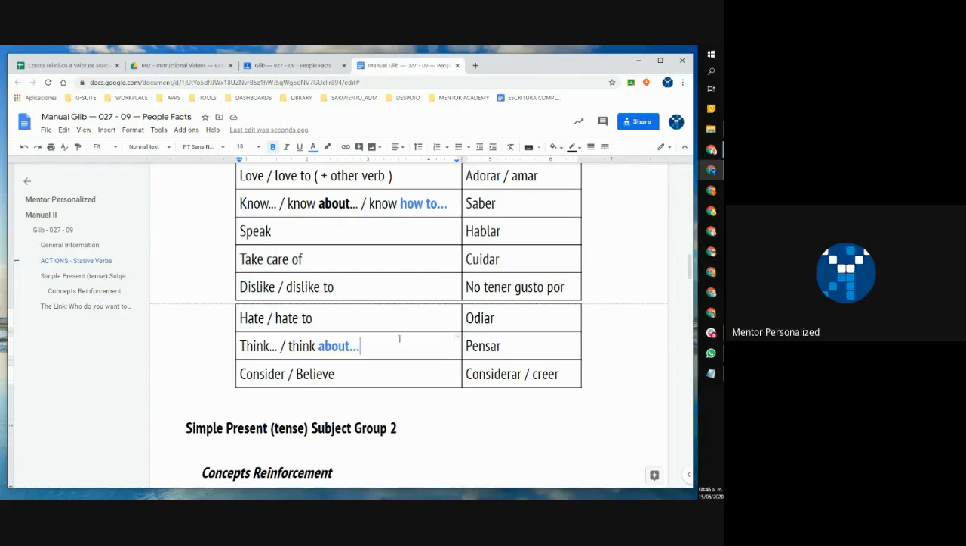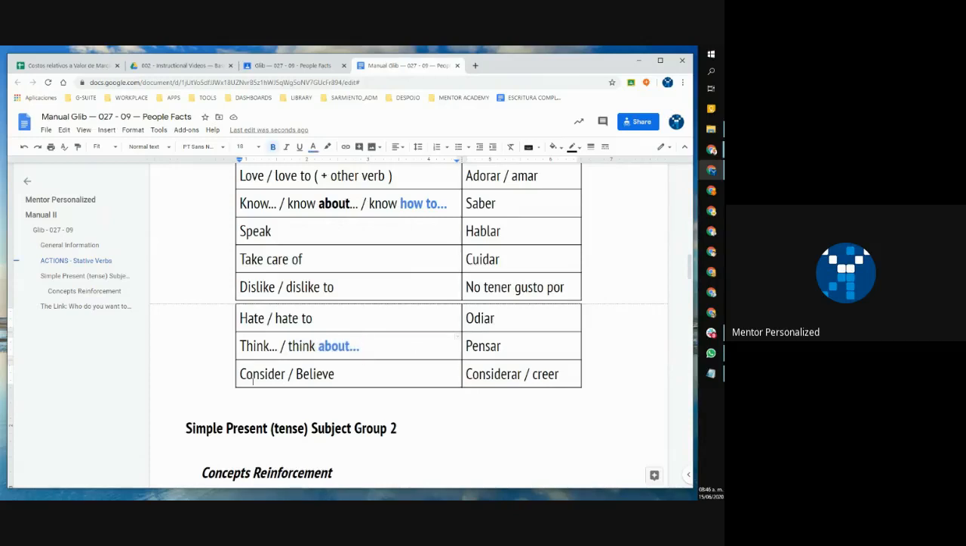Very good. Or as a command, ¿te acuerdas los commands, las órdenes? Think about the problem. Piensa en el problema. Repeat. Think about the problem. Or think about a solution. Repeat. Think about the solution. Very good.